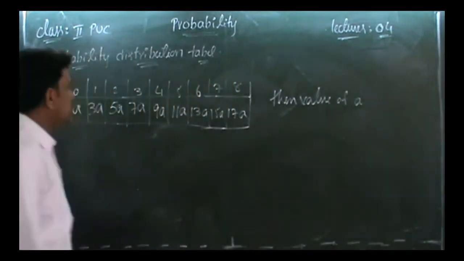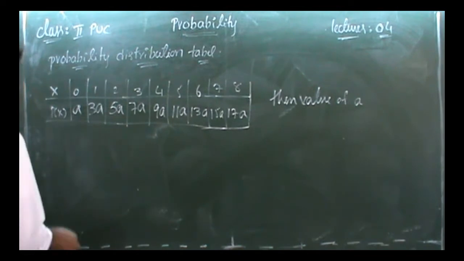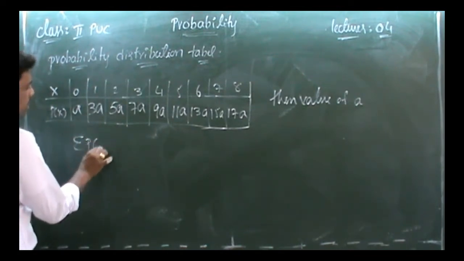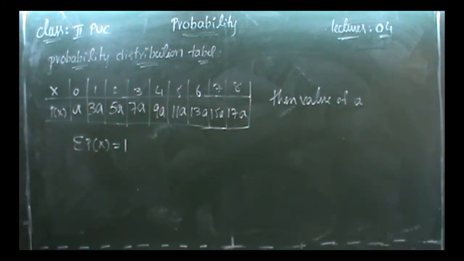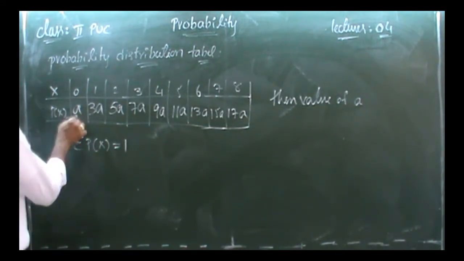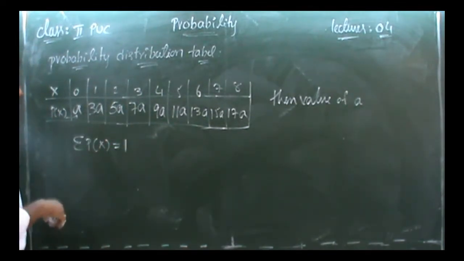This is the question. Student, this is a probability distribution table. The x value and P of x value are given. He is asking the value of A. Just now I said, the summation of P of x must and should equal 1. Summation of P of x means add all these terms. That value is compulsorily equal to 1.